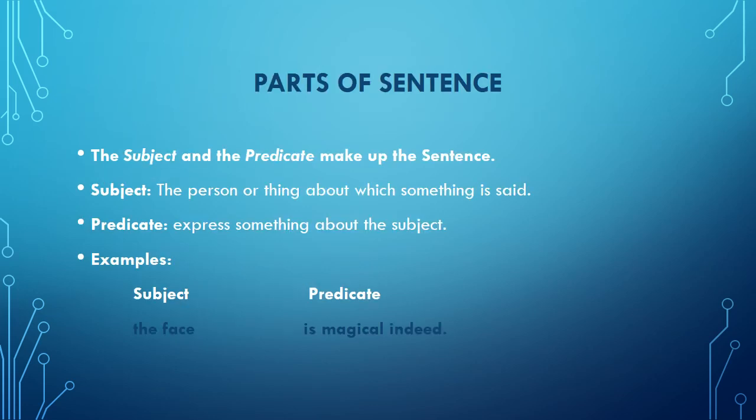So class, in this slide, I'll teach you the parts of a sentence, because the parts of a sentence will give you a complete idea about phrase and clause. Every complete sentence contains two parts, a subject and a predicate. The subject is what or whom the sentence is about, while the predicate tells something about the subject.